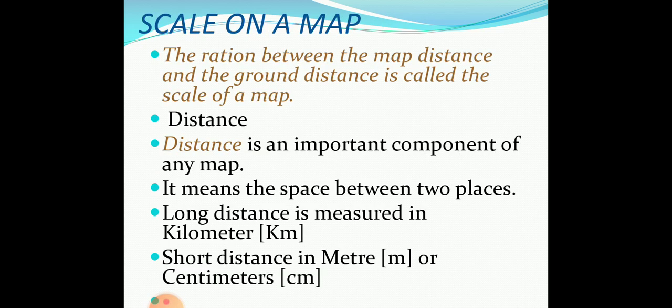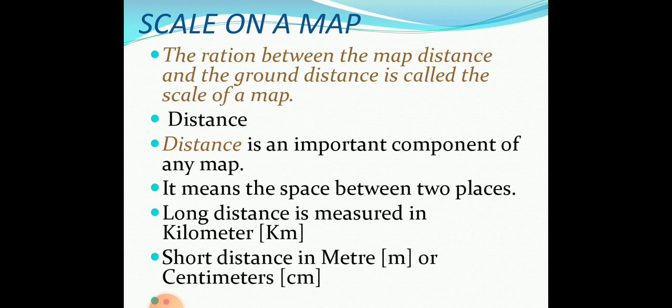Now we'll move on to the next portion of our chapter, that is scale on a map. What is a scale? We have already discussed. It's a measurement of a map. The ratio between the map distance and the ground distance is called the scale of a map. So this scale helps to make the map accurate, so that we can find the distance of 2 places on a map. Now, what is this distance? It's an important component of our map, and it means the space between 2 places.